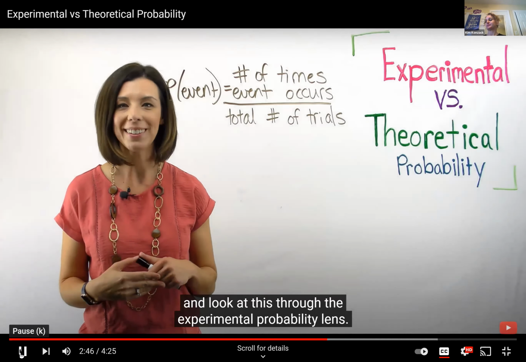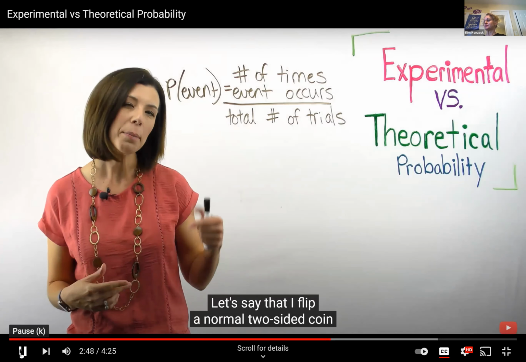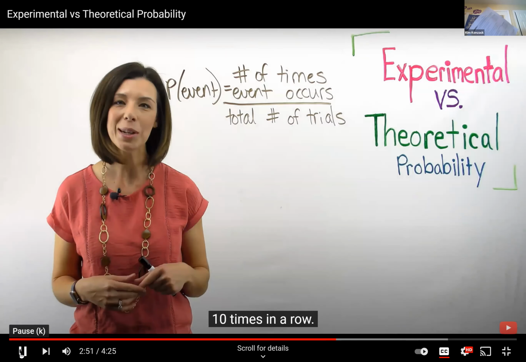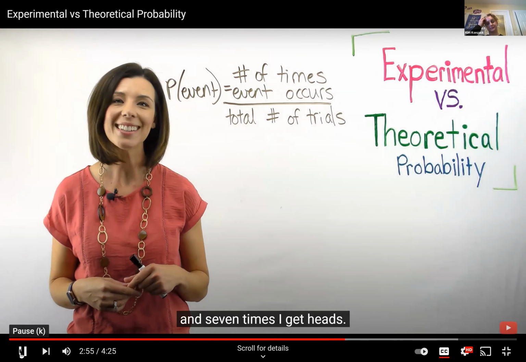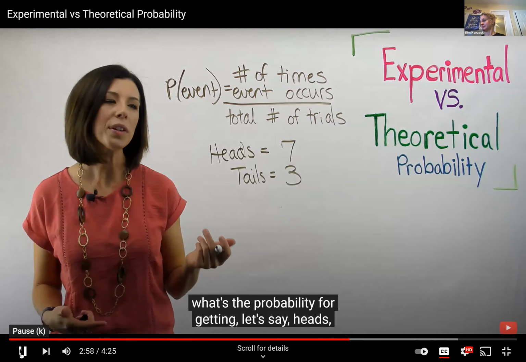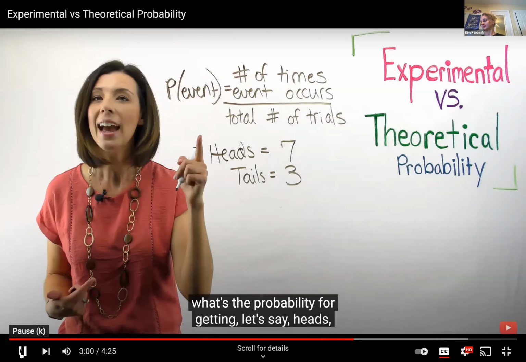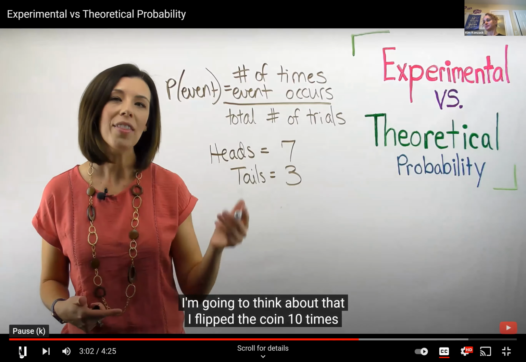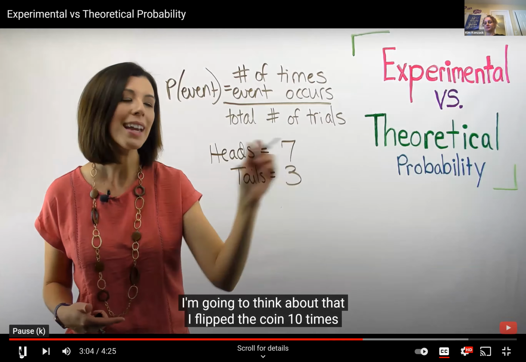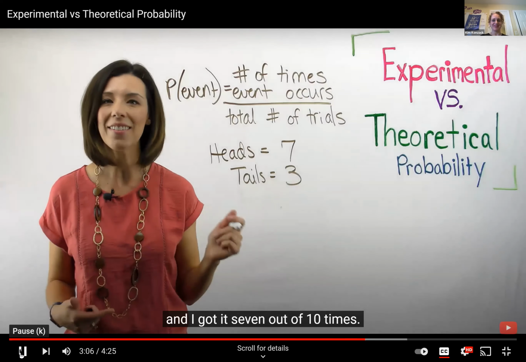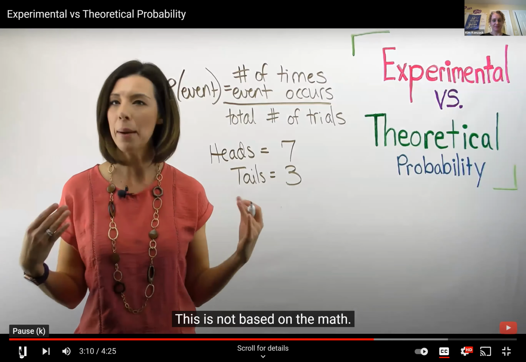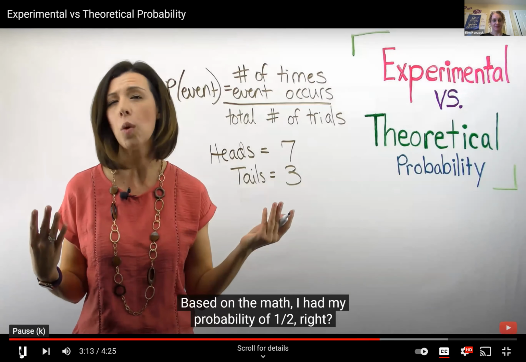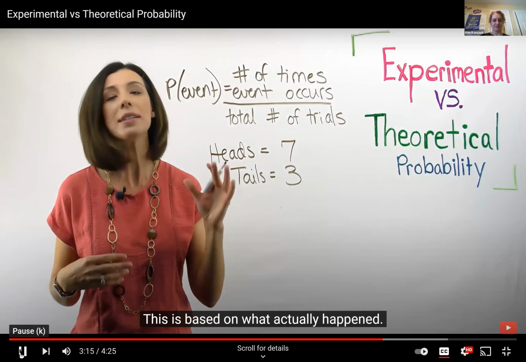Through the experimental probability lens, let's say that I flip a coin 10 times in a row. Let's say that 3 of those times I get tails and 7 times I get heads. If I'm thinking about the probability of getting heads, I flipped the coin 10 times and I got heads 7 times. And remember, this is what actually happened to me. This is not based on the math. Based on the math, I had my probability of 1/2, right? This is based on what happened.